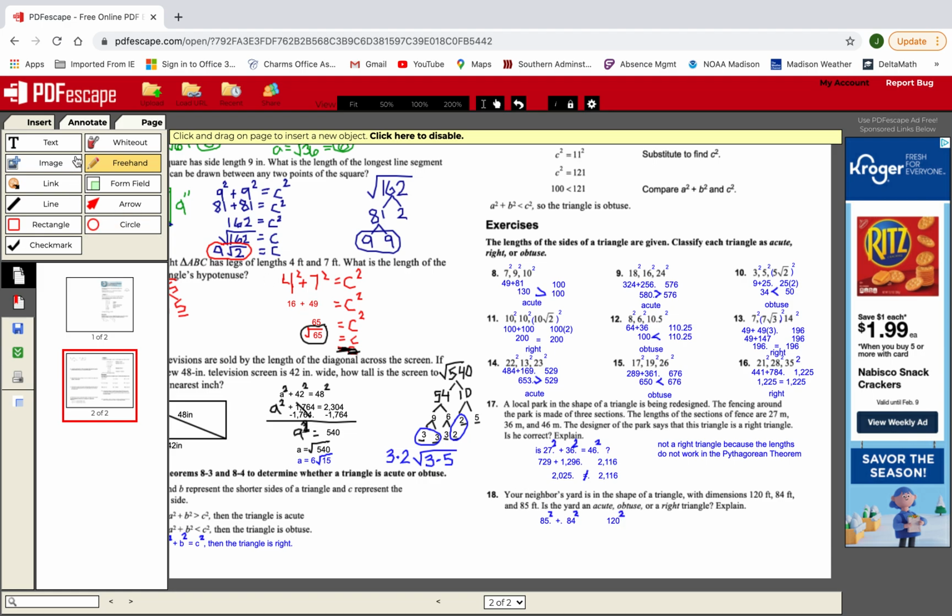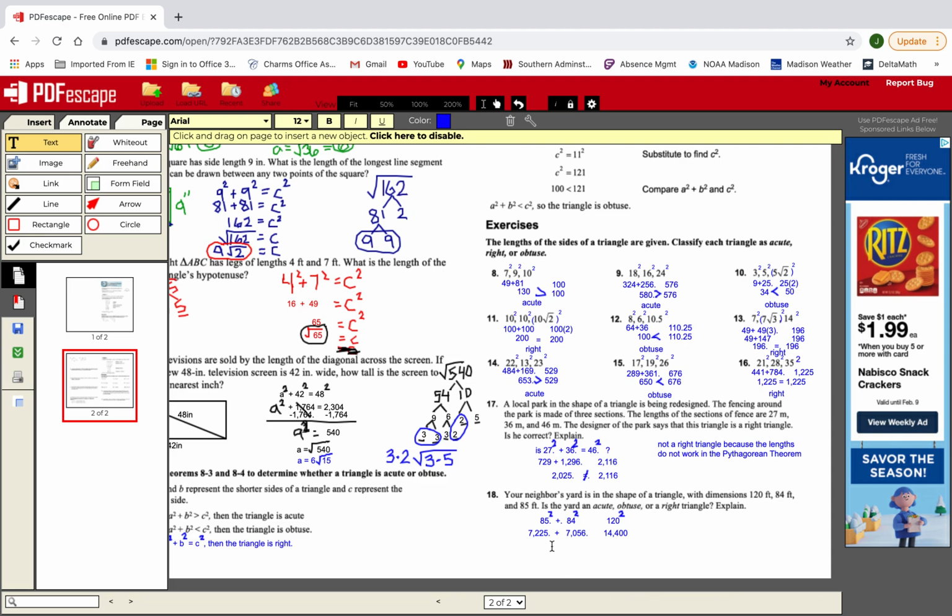Okay, so let's do the math. 85 times 85. Big numbers here. We have 7,225. Okay, and then I've got 84 times 84, which is 7,056. Okay, and then I've got 120 squared, which is 14,400. I don't think these are going to match. They are not going to match.